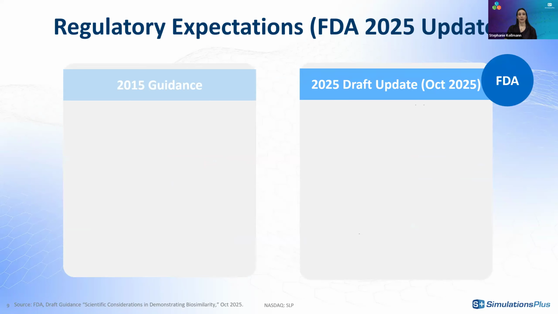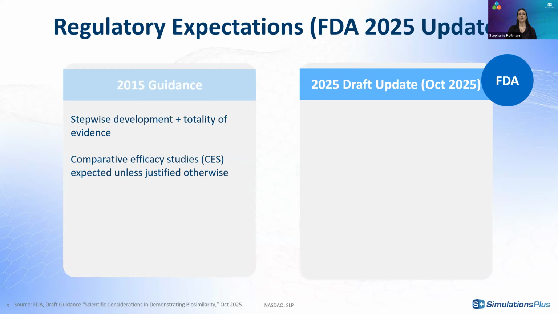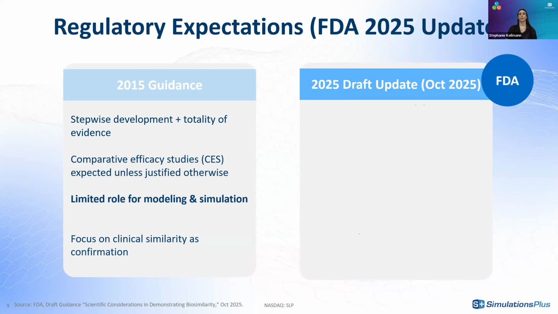So in 2015, the guidance established a basic framework, a stepwise approach supported by the totality of evidence with comparative efficacy studies expected unless justified otherwise, and only a limited role for modeling and simulation. For context, comparative efficacy studies, so CES, are clinical trials that directly compare the biosimilar and its reference in patients to confirm they produce the same clinical outcome.